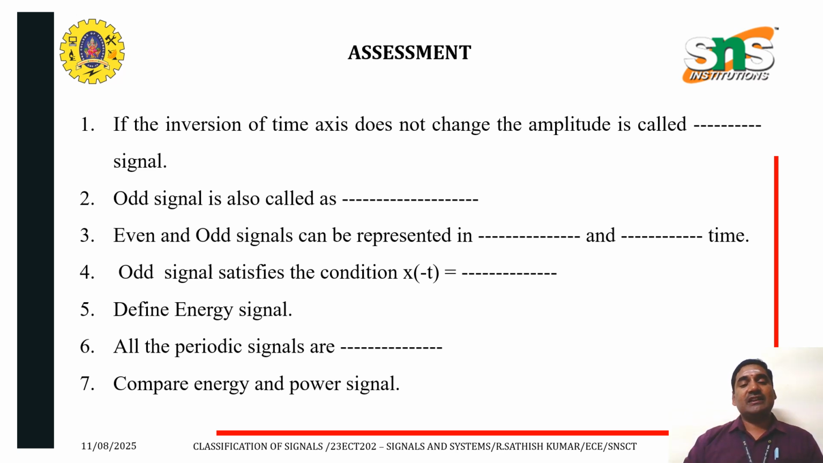Define energy signal. The total energy is finite and non-zero. The condition of an energy signal is 0 less than energy less than infinity. All the periodic signals are power signals. We can compare the energy and power signal. In an energy signal, the total energy is finite and non-zero. In a power signal, the normalized power is finite and non-zero. All the non-periodic signals are energy signals. All the periodic signals are power signals.